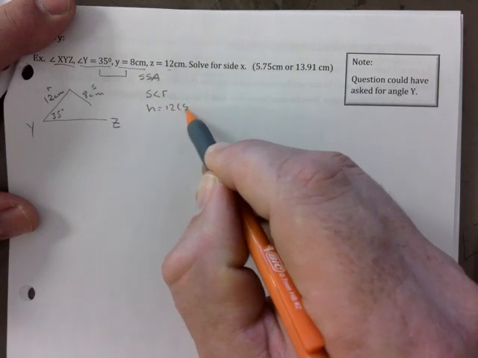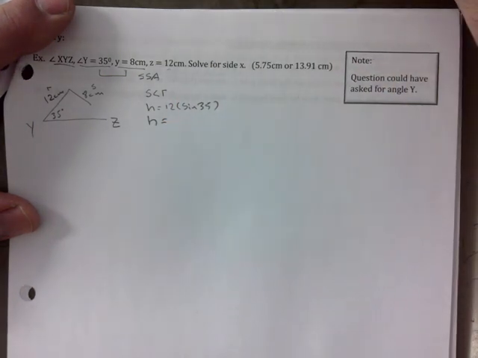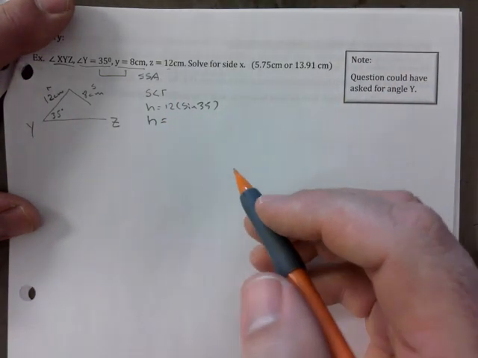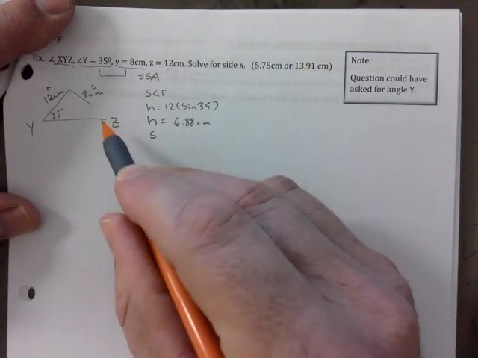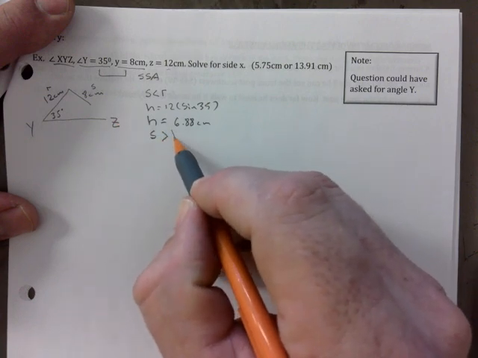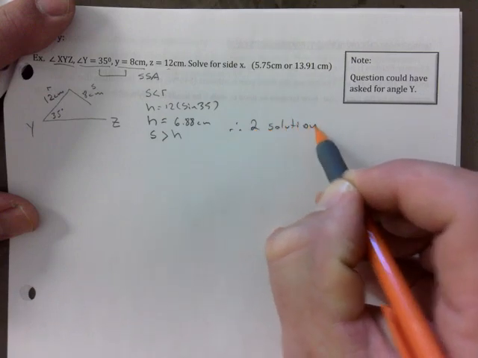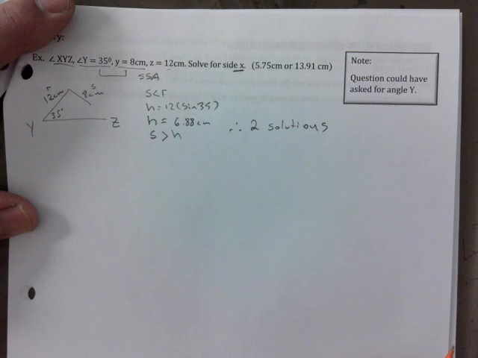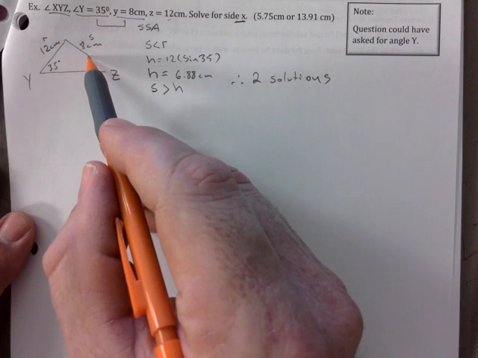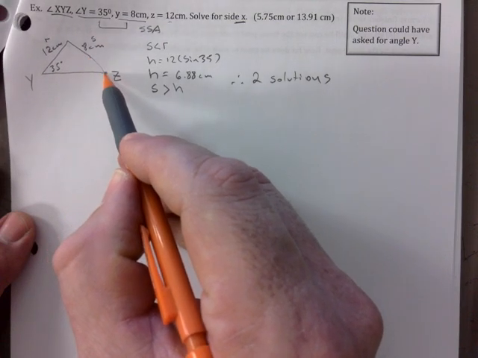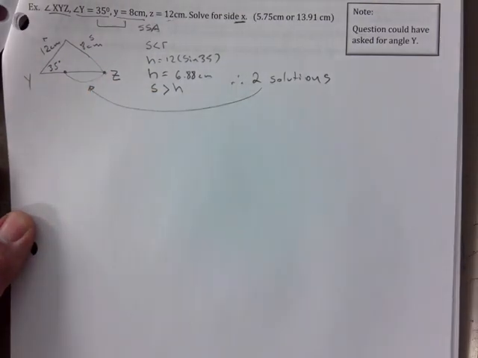So that's 12 times sine of 35. That is 6.88 centimeters. Then you say the string is definitely longer than the height, and that indicates that there are two solutions, two triangles. So for side X, there's going to be two answers at the end of the day. So you have to understand that we know now it makes contact with the ground in two places, right? That's where the two solutions come in.